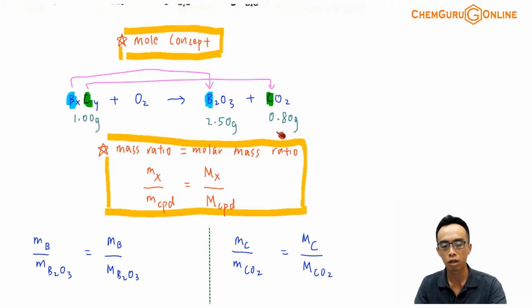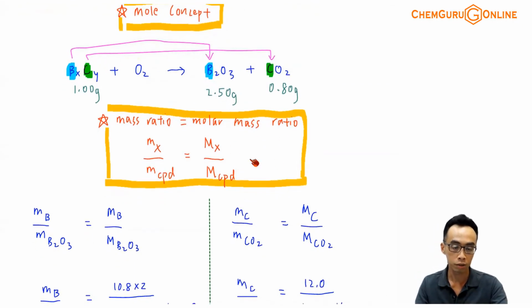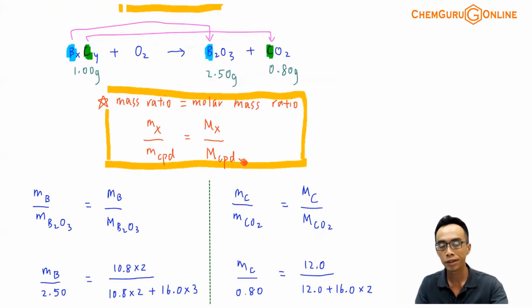So the formula actually works on the basis that in a compound, your elements are chemically combined together to form a compound in a fixed ratio. So given any sample, if you have 1 gram of your compound, if you have 10 grams of your compound, or if you have 1 mole of the compound, the ratio of the element to the entire compound should be in a fixed ratio. So mass ratio is equal to molar mass ratio. So let's see how we can make use of this expression to work out or to determine the mass of your boron in 2.50 gram of B2O3 and the mass of carbon in 0.80 gram of CO2.